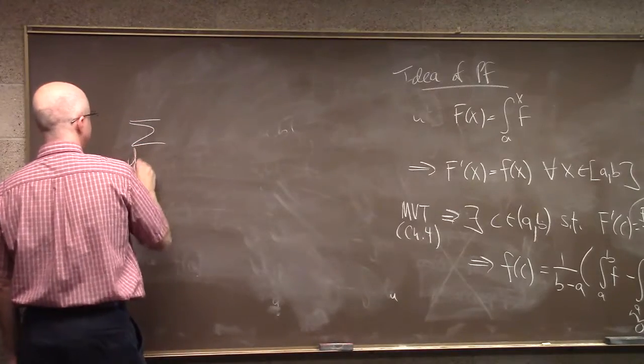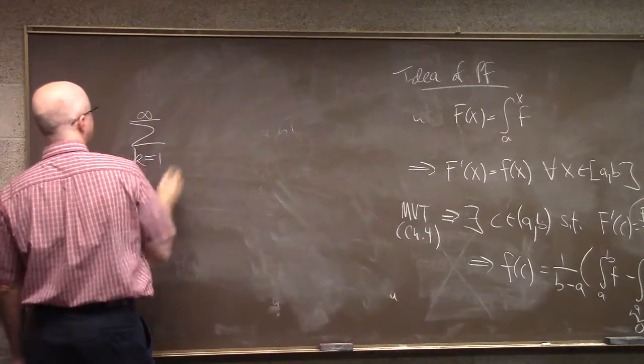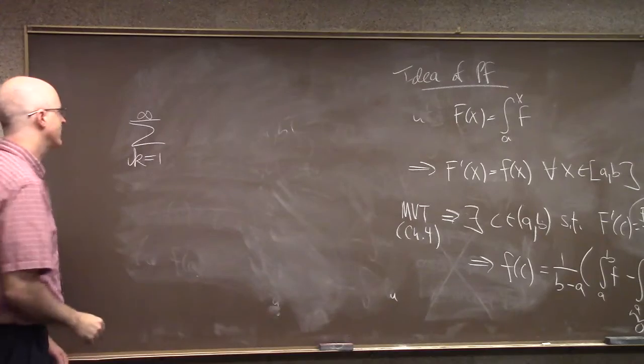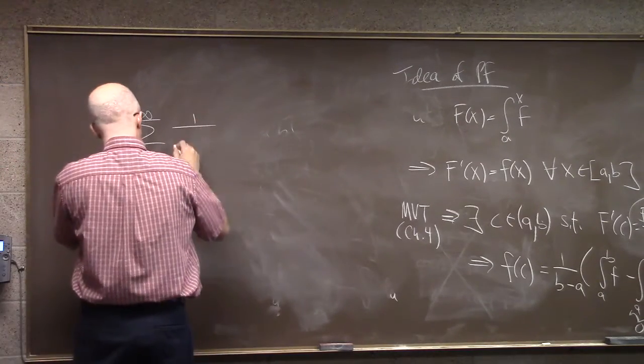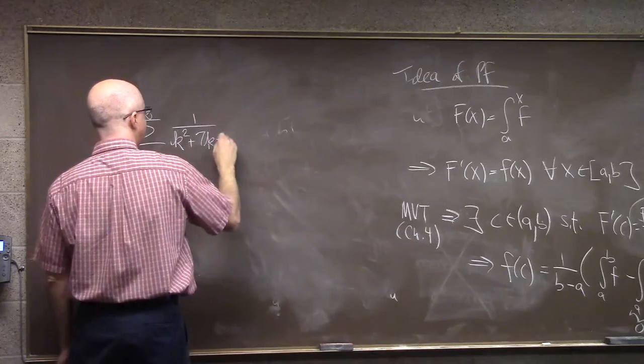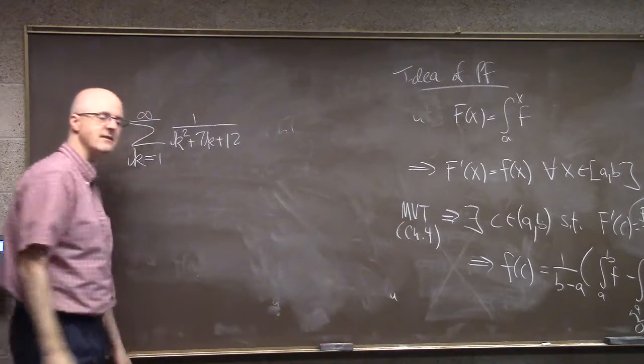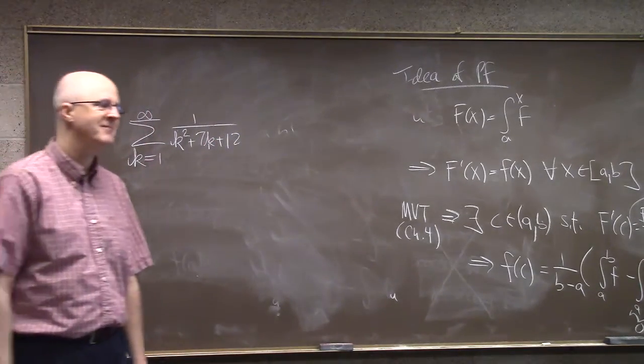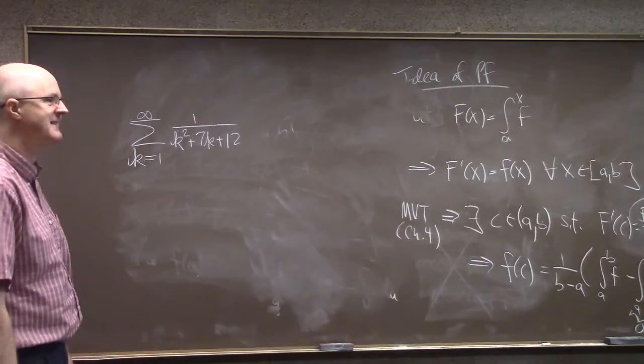Let's consider this infinite series here: the sum, k goes from 1 to infinity, of 1 over k squared plus 7k plus 12. That doesn't look so pleasant. Is it possible to find this sum?